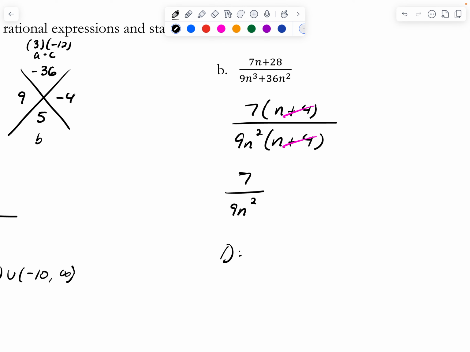Now, when you do the domain, make sure you go back and look before you crossed out, because even though n plus 4 is not in my fully simplified expression, it does need to be a part of my values that I cannot include in the domain, or my excluded values. So negative infinity, comma, negative 4, union, negative 4 to 0, and then 0 to infinity. So the 0 is coming from the fact that I have n by itself in the denominator.